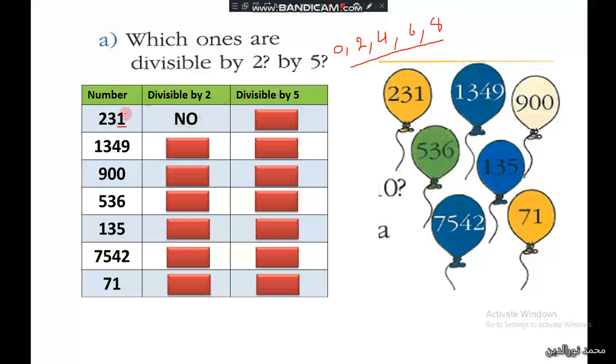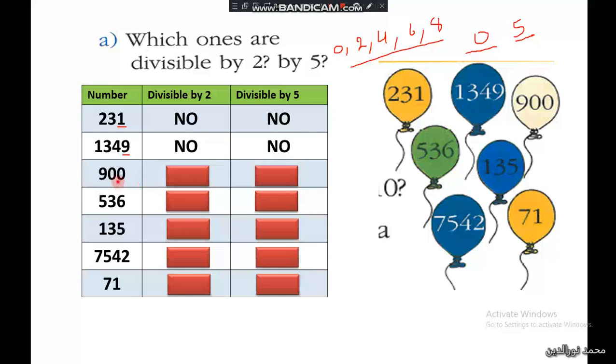And then, is this number 231 divisible by 5? We know that for a number to be divisible by 5, its ones should be 0 or 5. So we notice here that I have 1 in the ones. So we say no, it's not divisible by 5. This number is an odd number. It's not an even number, so it's not divisible by 2. And in its ones, there's no 0 nor 5, so it's not divisible by 5.